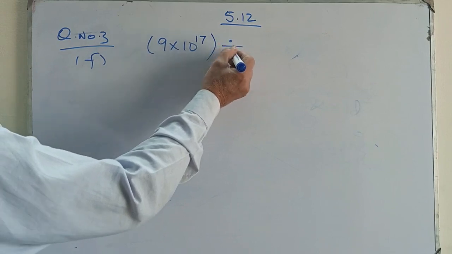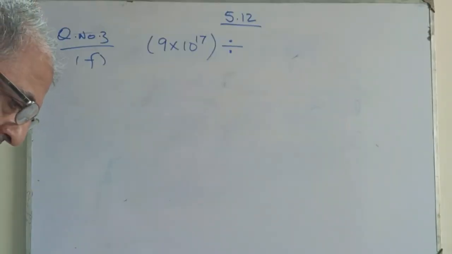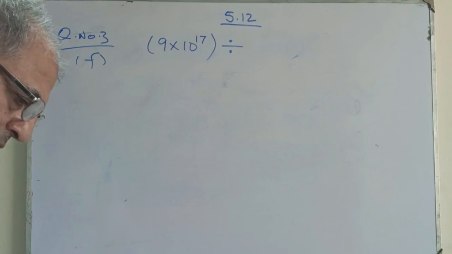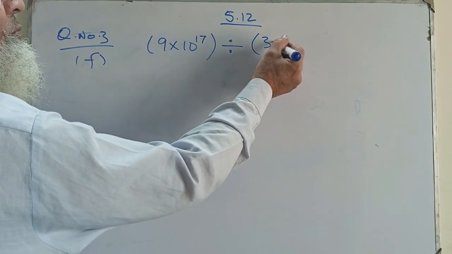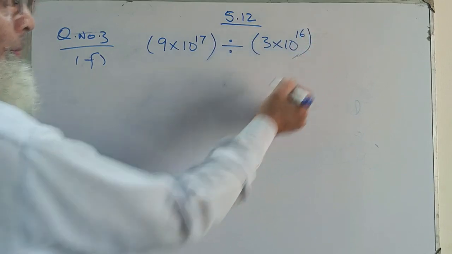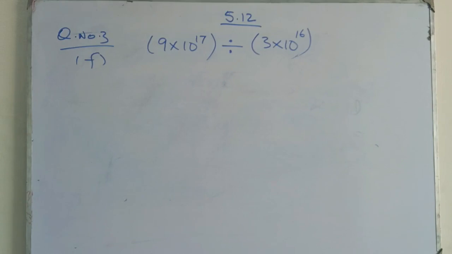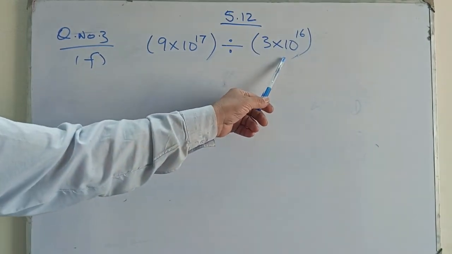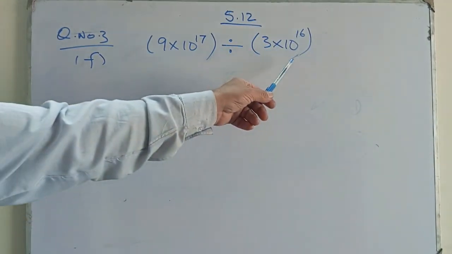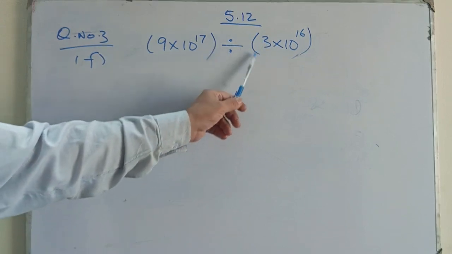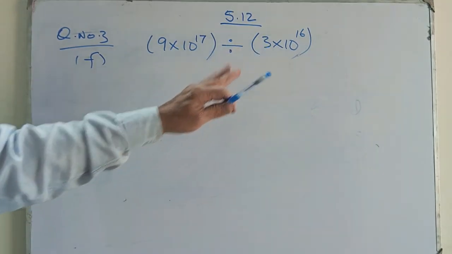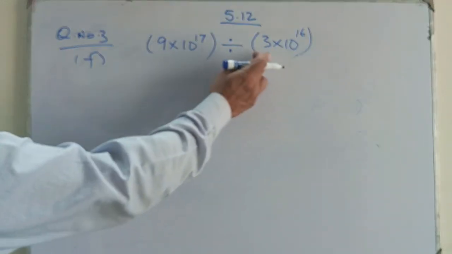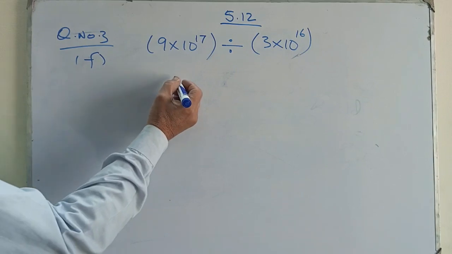divided by 3 into 10 raised to power 16. Yes, my dear students, now you can see clearly that this is the numerator and this is the denominator. Since this is the numerator and this is the denominator, you can easily divide this 9 with this 3. Now what will happen over here? This will become 3. 9 divided by 3 is 3.